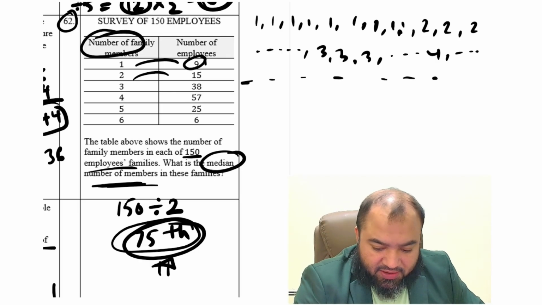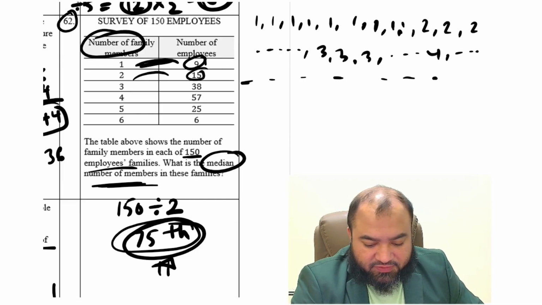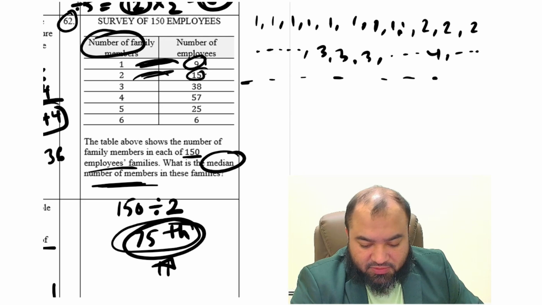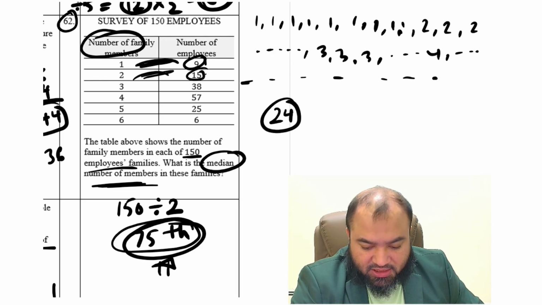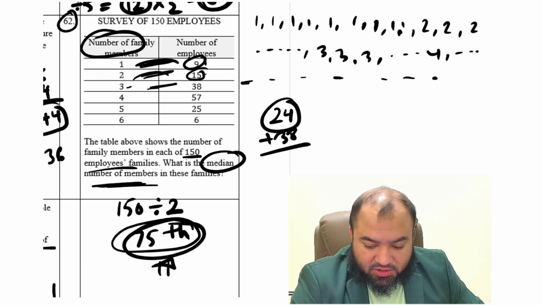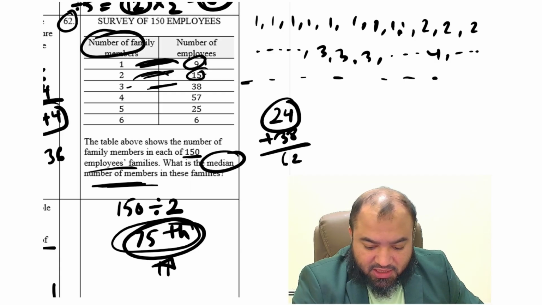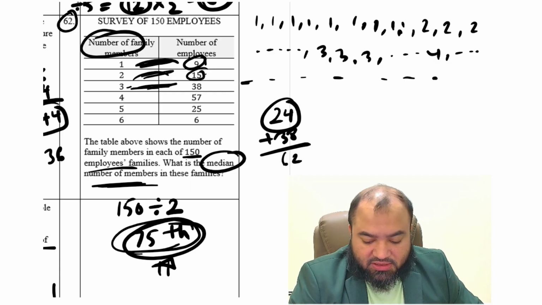So the first 9 numbers will be 1. So that's not the 75th. Then 15 more numbers will be 2. So 9 plus 15 is 24. Still not the middle, 75th. Then 38 more numbers, which is 3. So that's 62. Still, we didn't reach the middle, the 75th number.